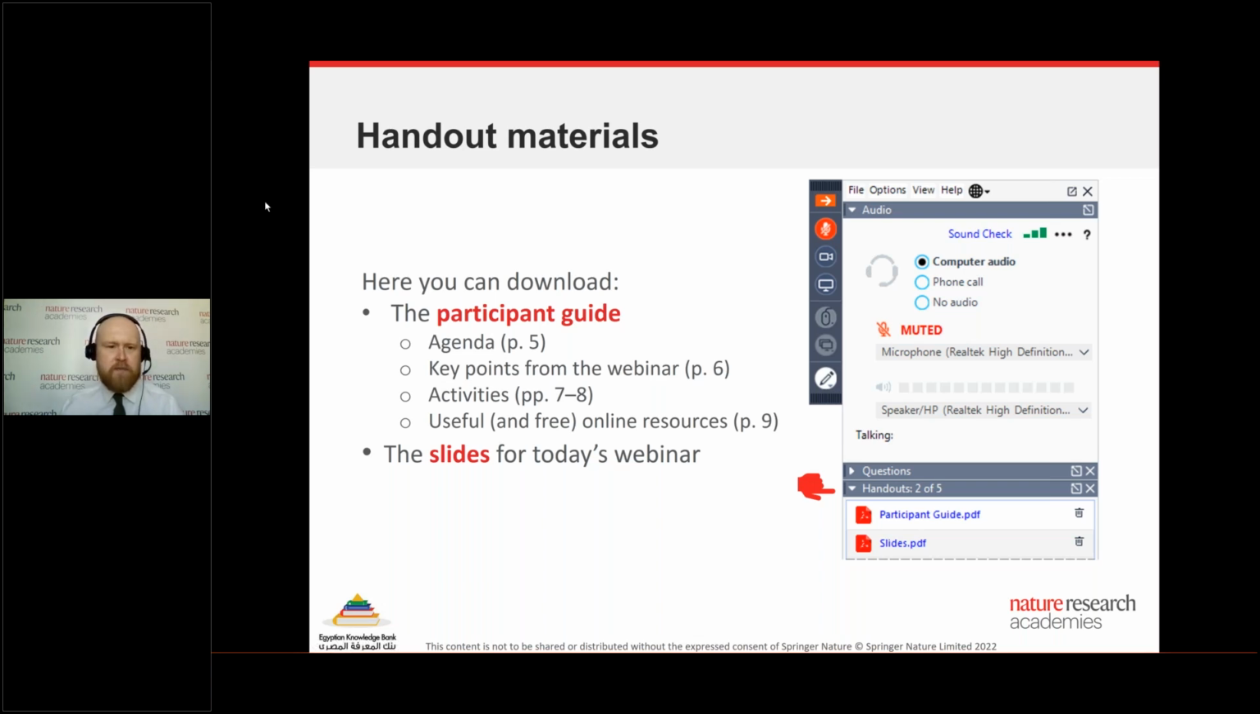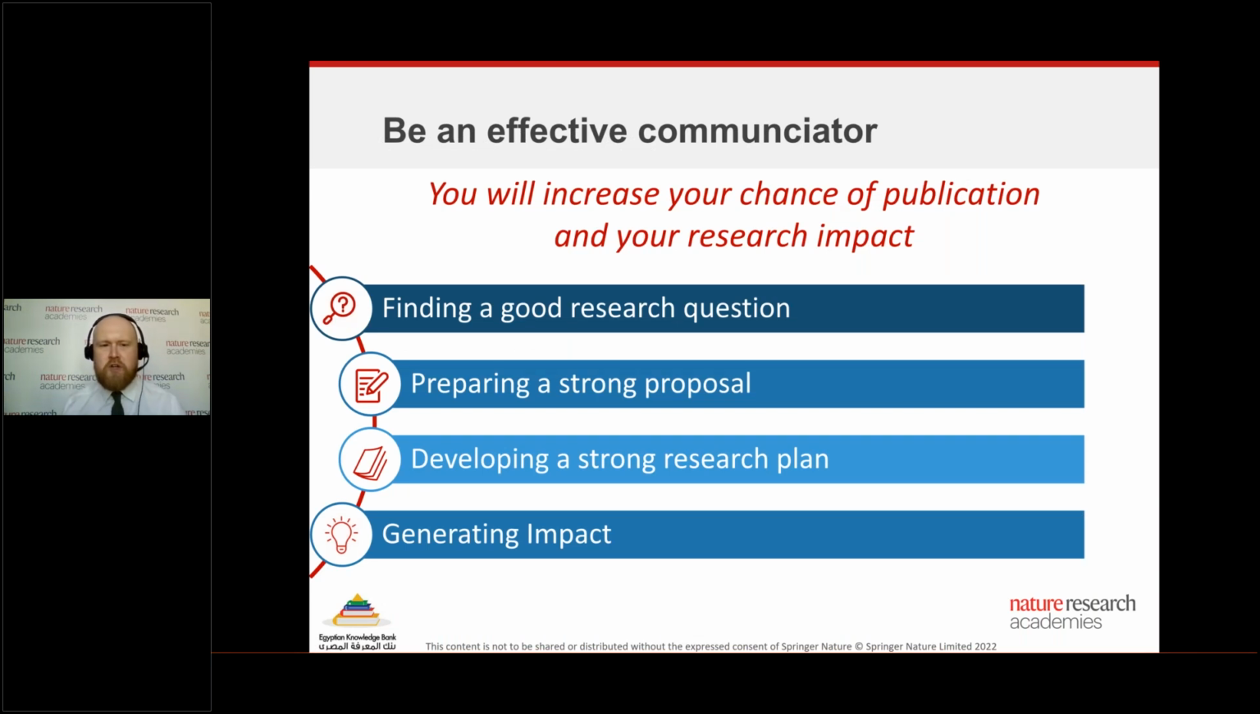So in this afternoon's workshop, we're going to look at how to find a good research question for your proposal. We'll then look at tools and techniques that you can use to generate a strong proposal to send to a funding agency. We'll look at ways to generate a good research plan, and then also how to generate impact through the dissemination of your work during the course of your study. This is going to be a criteria that some funding agencies will expect you to have planned within your proposal. So we'll be looking at all of this content.